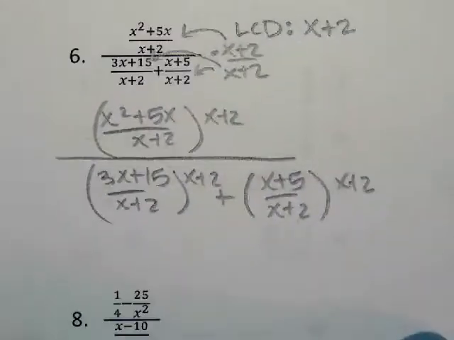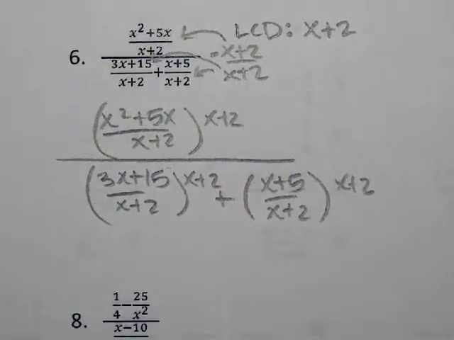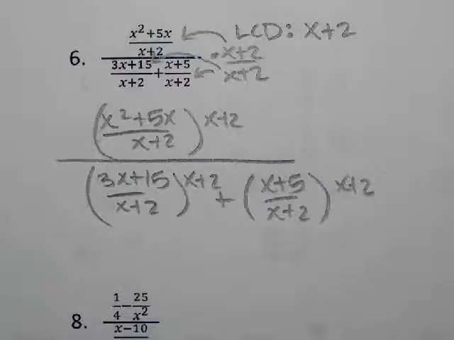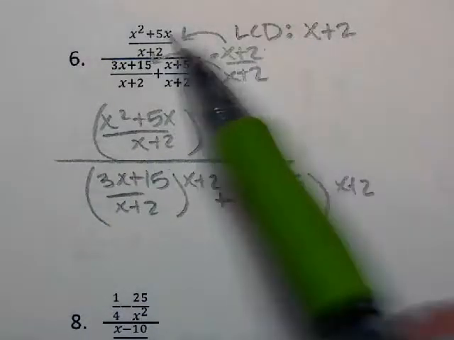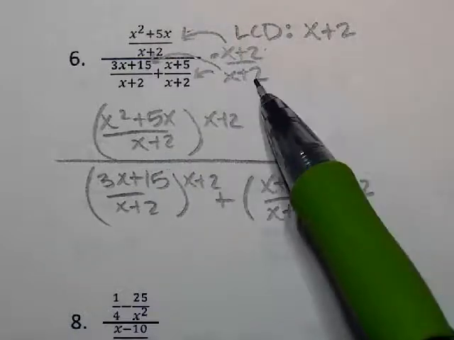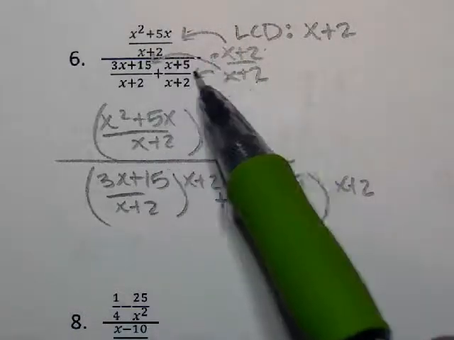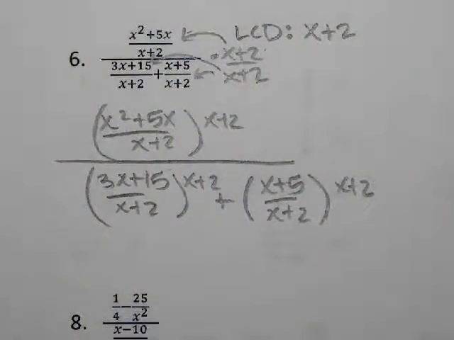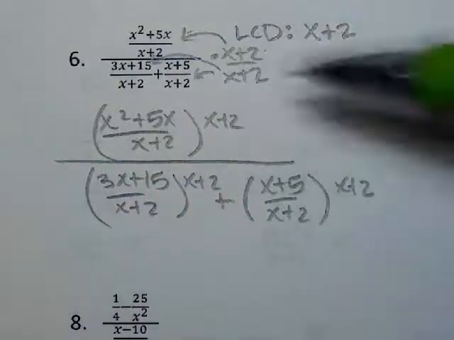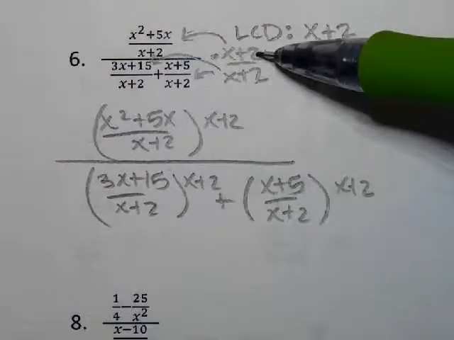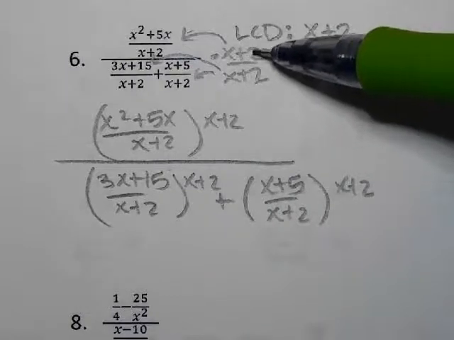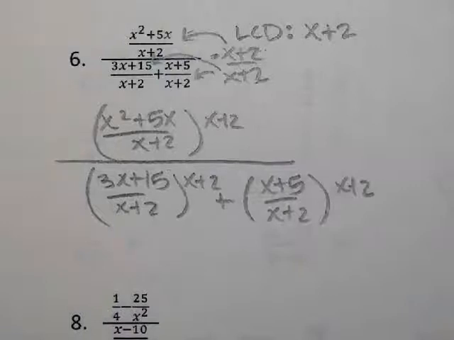So I've written down every single fraction times x plus 2. The x plus 2 on the top got multiplied by the top fraction. The x plus 2 on the bottom got distributed to each bottom fraction. So I'm multiplying by x plus 2 over x plus 2 because that's like multiplying by 1. And I'm allowed to multiply by 1 because I didn't change the value. Multiplying by 1 keeps it the same.